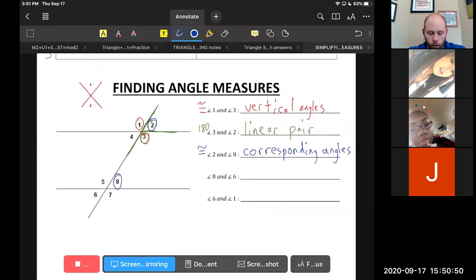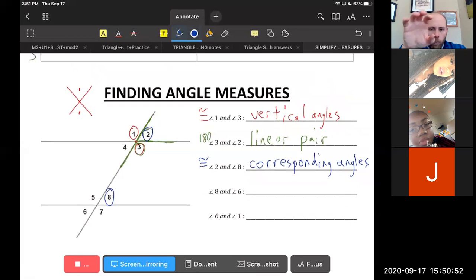Okay? Corresponding. I can take 1, 2, 3, and 4 from the top intersection, pluck it out of the diagram, and then place them on top of 5, 6, 7, and 8. And then those would match up, right? 1 goes with 5, 2 goes with 8, 3 goes with 7, 4 goes with 6. Okay? Because they're in like the same spot, just different intersections.